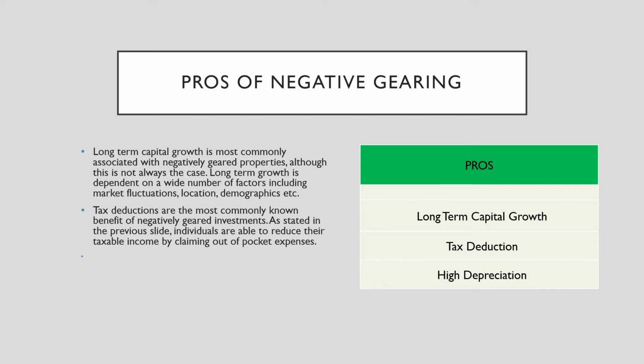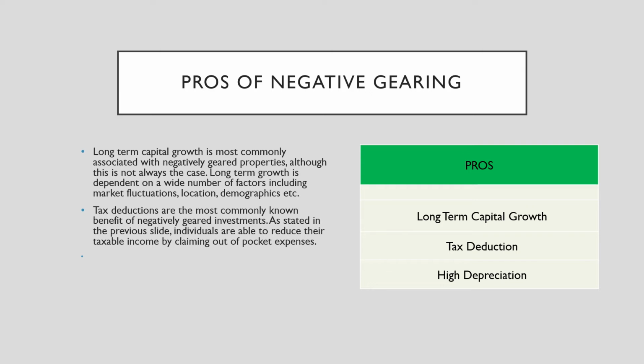Its long-term growth is dependent on a number of factors, including location. It's probably the biggest one. Market fluctuations, including interest rates, and just demographics. Older couples might like certain areas. Younger people might be more prone to buy in an area or invest in another area.